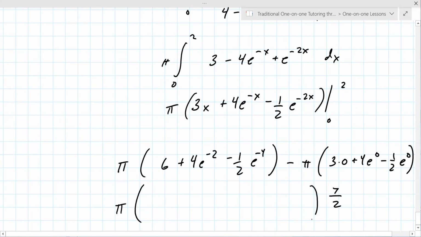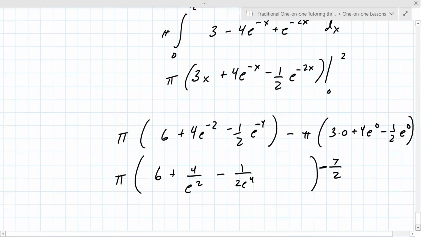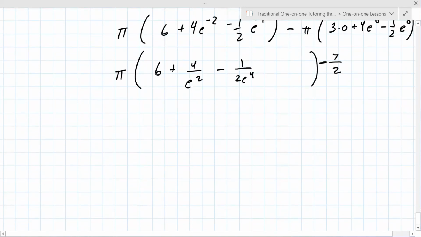We'll leave the pi there for a moment. And you got this, there's a minus there, 6 plus 4 over e squared minus 1 over 2 e to the 4th, minus 7/2. So a little cleanup here. This is 12/2, so it's pi times (5/2 plus 4 over e squared minus 1 over 2 e to the 4th).